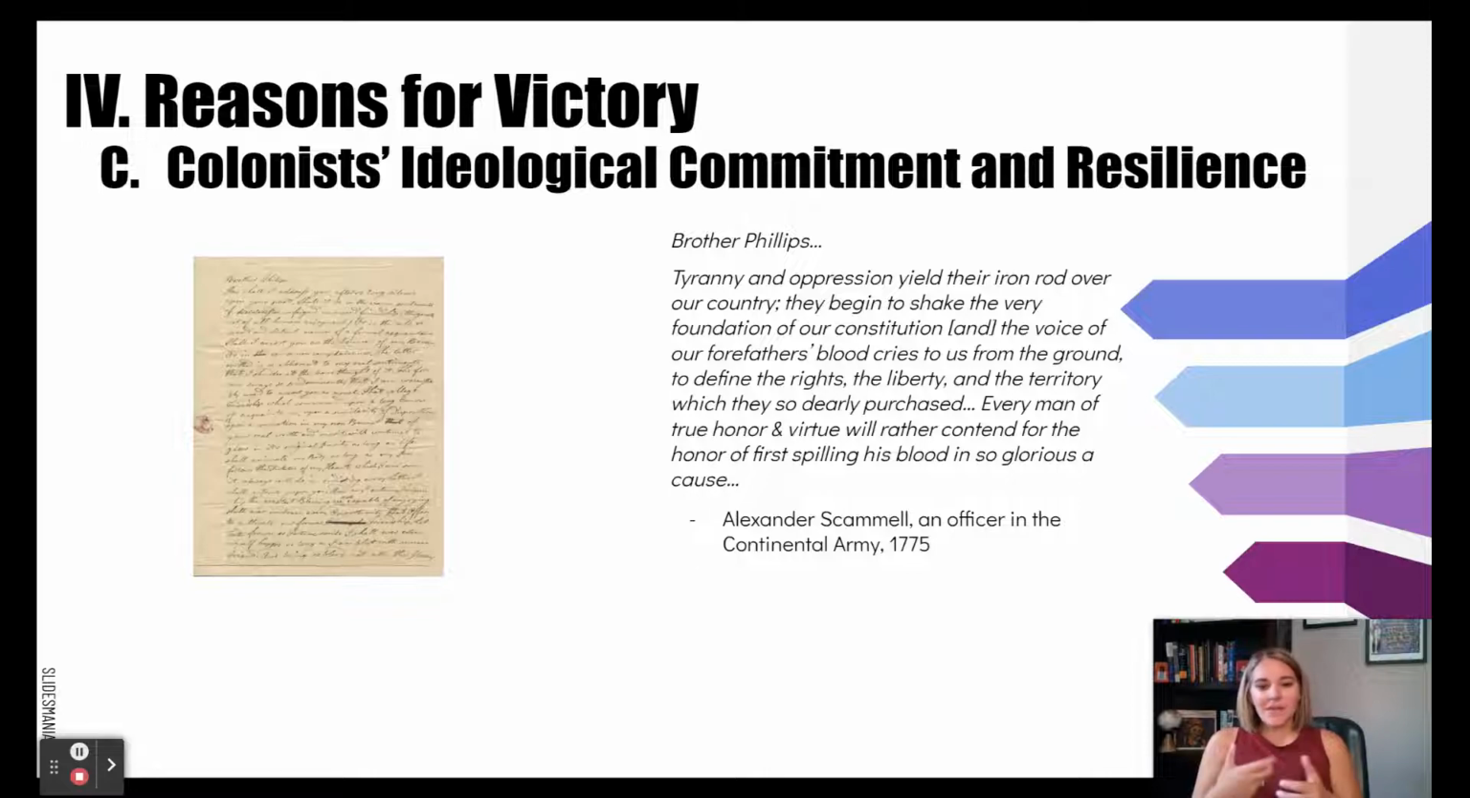So here you can see how this officer is trying to convince his friend to join the military. So their commitment, their resilience despite difficulties plays a huge part in securing the victory in the Revolutionary War.